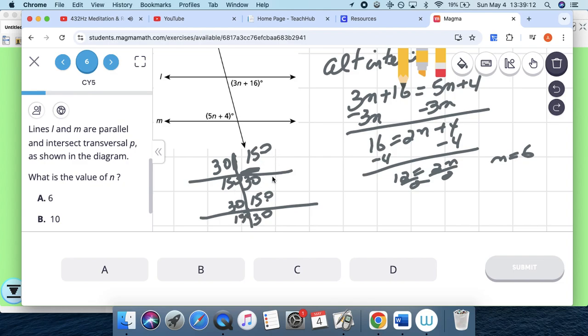Now, this is just to help you visualize what angles are congruent. So now we know that this angle and this angle are exactly congruent. They have the same value. So this can help you see that these two angles are equal to each other. And that's what you need to know to set up the equation. Okay.